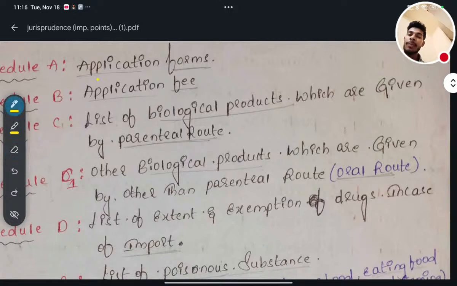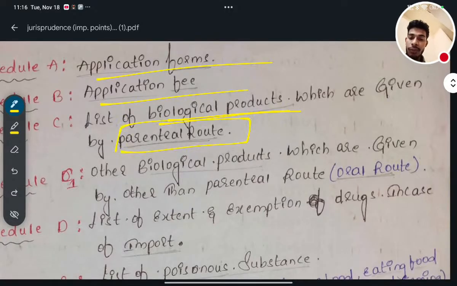Schedule A, application form. Schedule B, application fees. Schedule C, list of biological products which are given by parenteral route. You have to remember this term: the biological products which are given through parenteral route only.